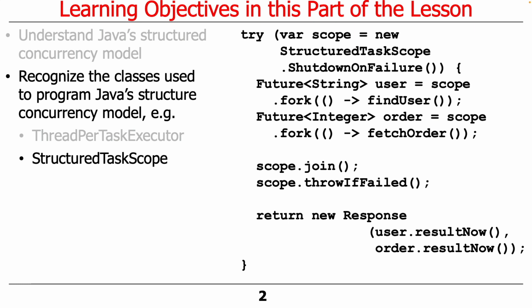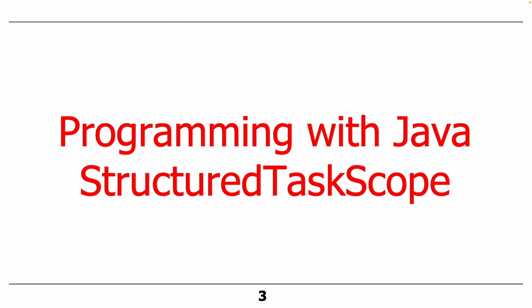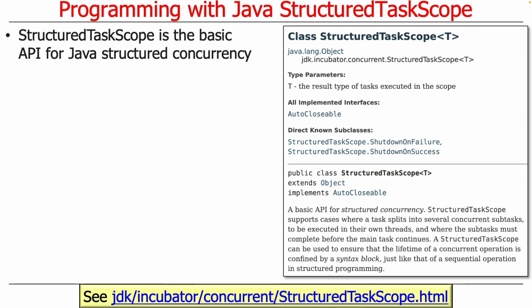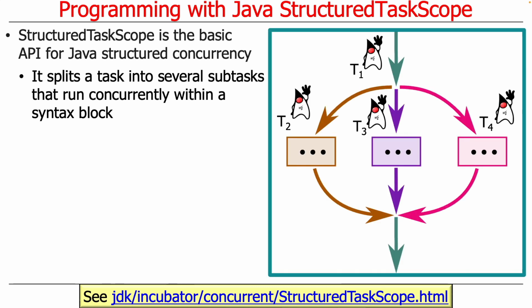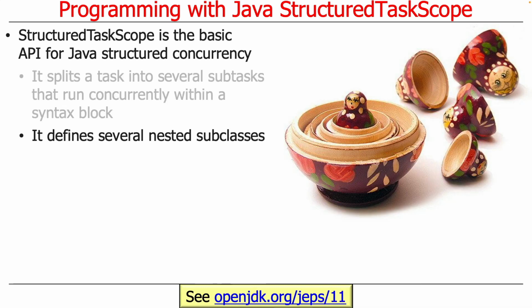So it's another model of Java structured concurrency, and it's really the one that's getting the bulk of the attention right now. So Java TaskScope is the basic API for Java structured concurrency that's popular today, or very, very recently, in the last couple of months. And what it does is it splits a task into several subtasks that run concurrently within a syntax block. That actually sounds very similar to what we did with the executor service stuff we looked at, but this has some other bells and whistles that make it cooler and more flexible and generalizable.